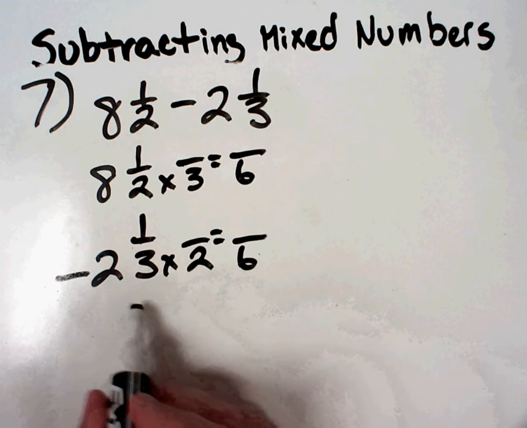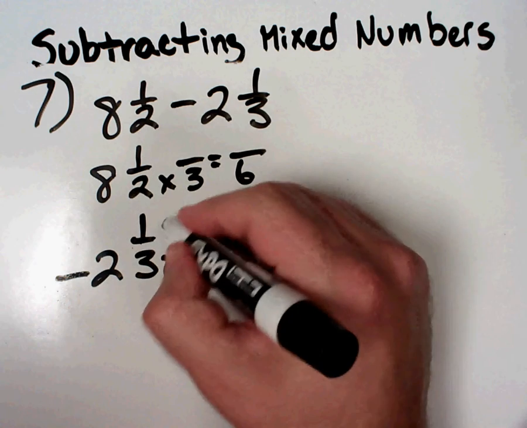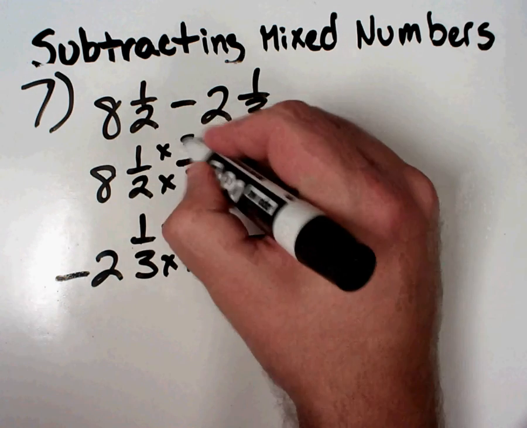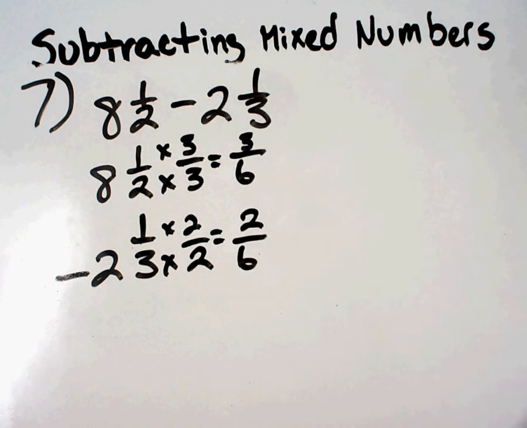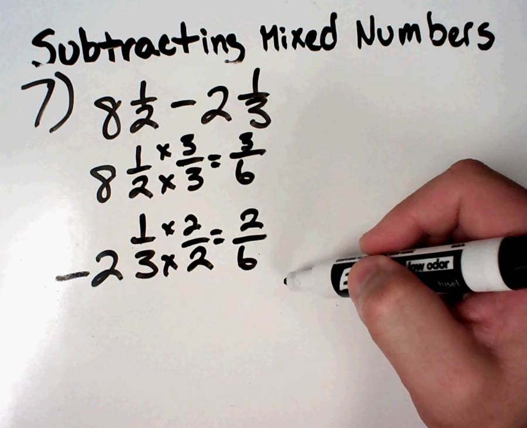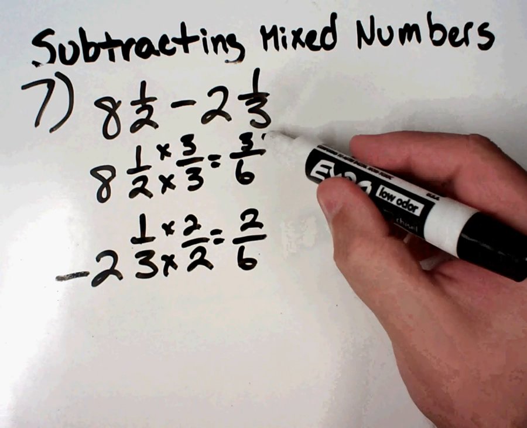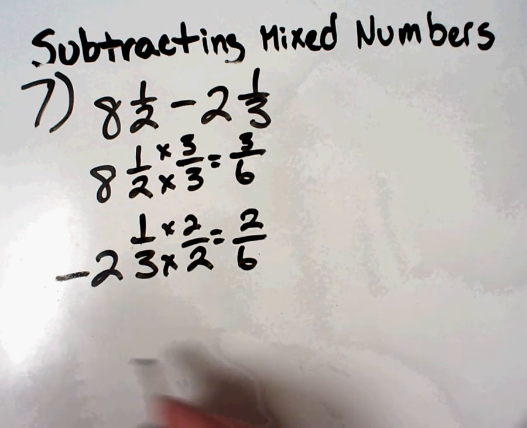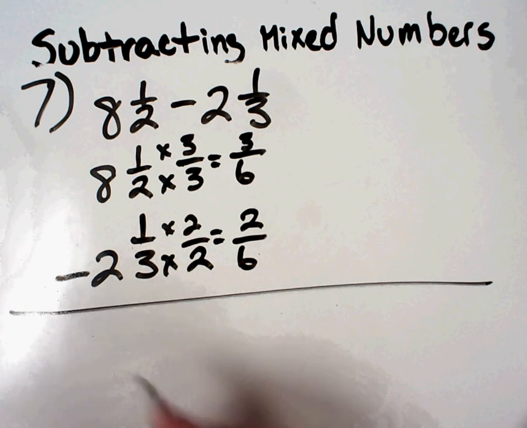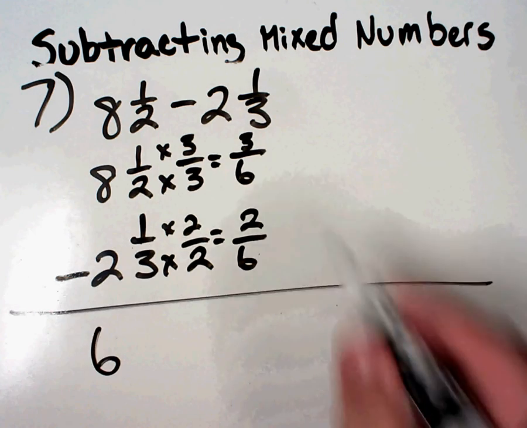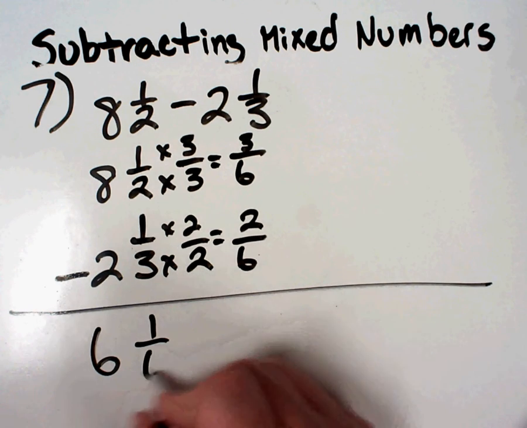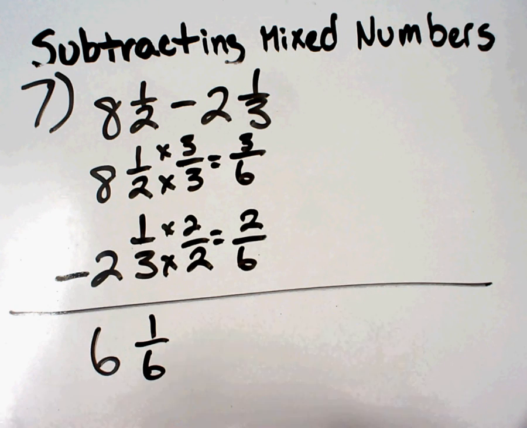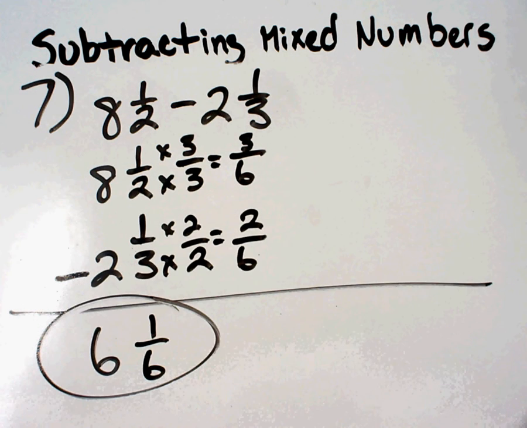Whatever I multiply the denominator by, I must now multiply the numerator by. 1 times 3 gives me 3. 1 times 2 gives me 2. So I've got 3/6 and 2/6. Now I don't have to regroup here because 3 is greater than 2, so I can just subtract. So 8 minus 2 gives me 6. 3/6 minus 2/6 gives me 1/6. Like that one. Didn't have to regroup and didn't have to simplify.